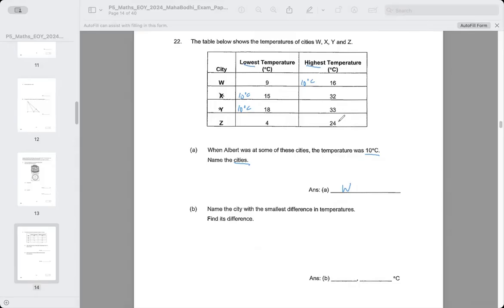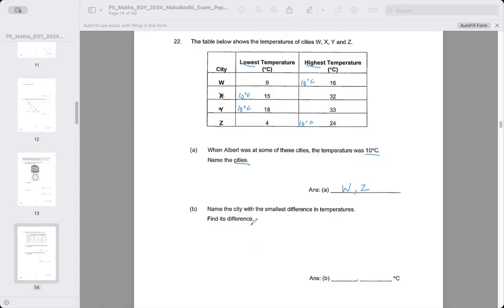The highest temperature is 24 degrees Celsius. Yes, 10 degrees Celsius is within the range of the temperature of city Z. So your answer for part A will be city W and city Z. And part B, name the city with the smallest difference in temperatures.